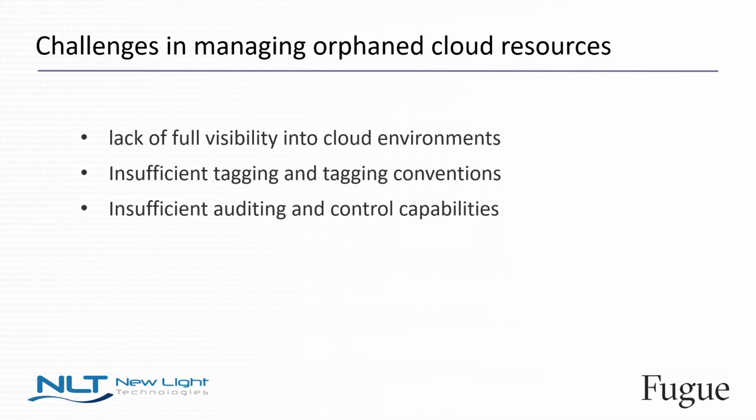So what we like to do at Fugue is to provide this information visually, because humans are really good at identifying those things. So full visibility doesn't just mean the thing is on a list somewhere. It means it's known what it's doing. It is a known state of what it's doing, who owns it, things like that. Dave's going to get into this more, but a lot of times this is due to insufficient tagging and tagging conventions, or also naming conventions, and insufficient auditing and control capabilities. Let's jump to the next one.